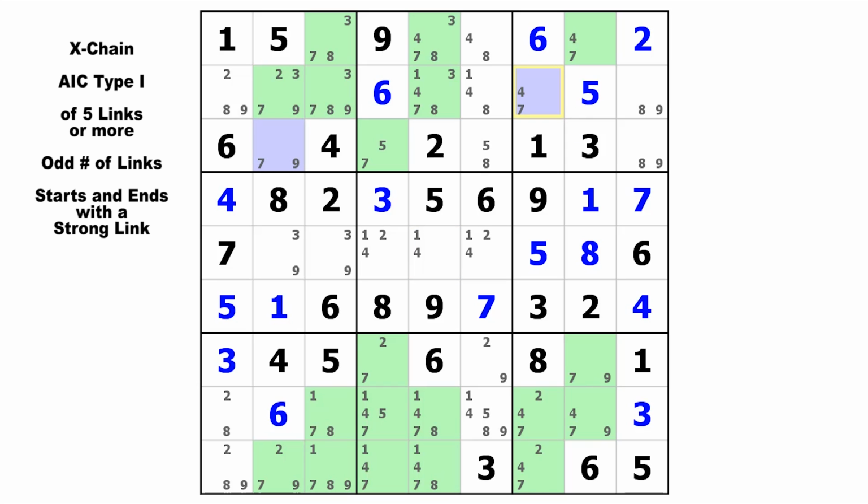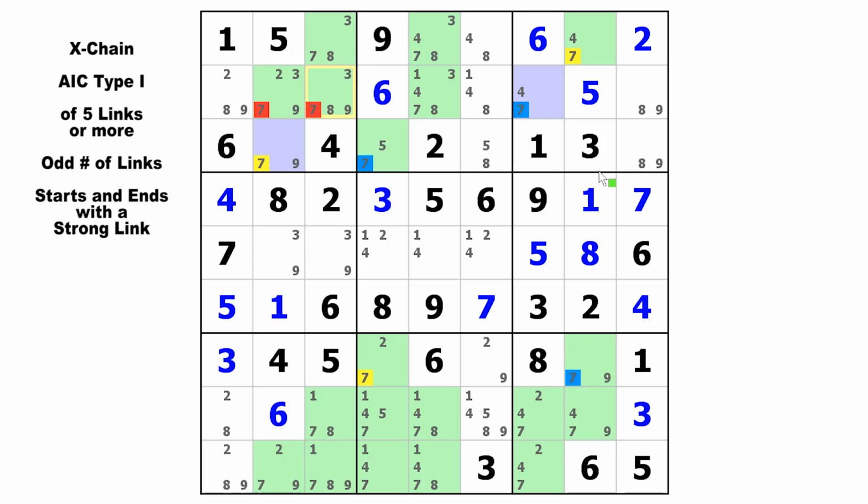So let's start on this one up here in block 3, and we've got a strong link, and then a weak link, and then a strong link, and a weak link, and finally a strong link. So that's just 5 links: 1, 2, 3, 4, 5. And so that gives us 2 candidate eliminations on these 2 7s.